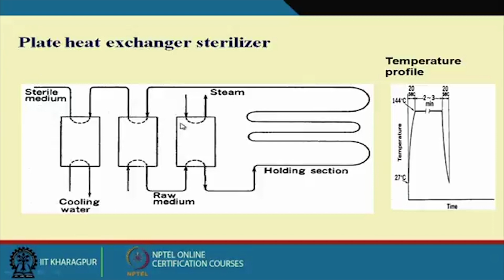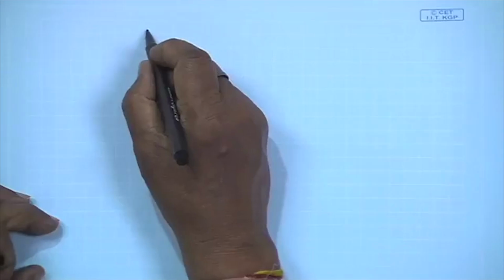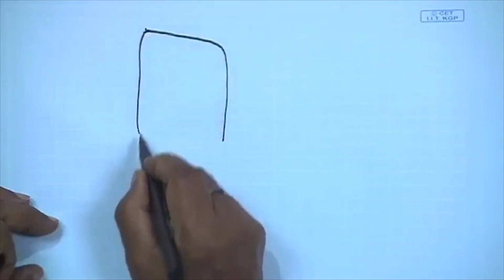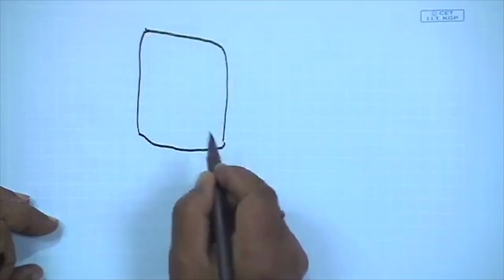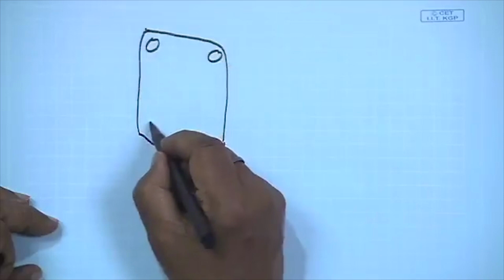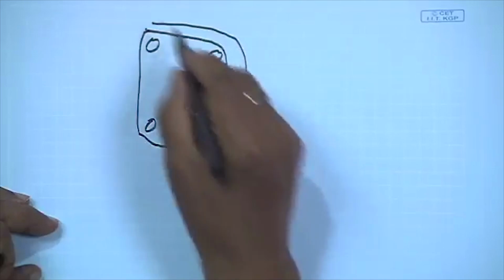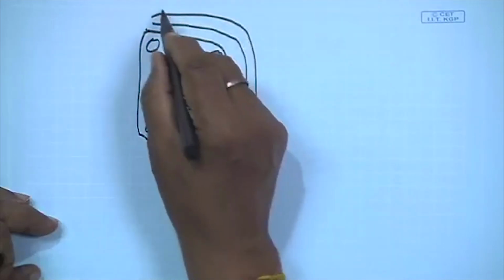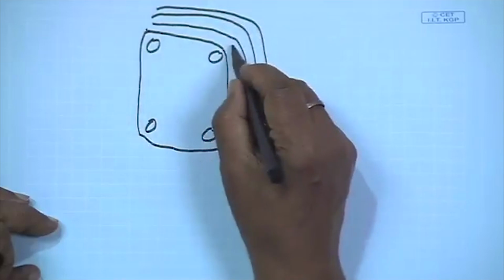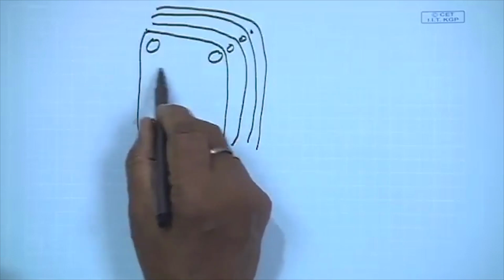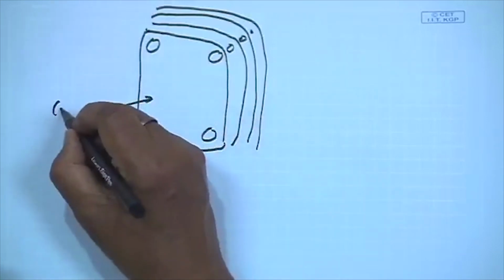Now let me explain how the plate heat exchanger looks. A plate heat exchanger looks like this. Basically it is a plate like this. Several plates are bunched together like this. So we have these different plates bunched together. Now this surface is corrugated. The surface is corrugated.